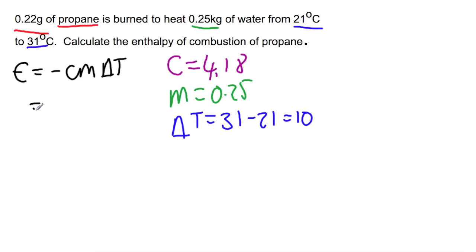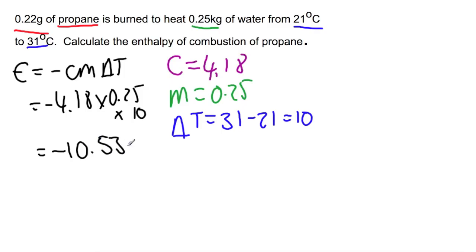I'm going to put those numbers into the equation. So we get 4.18 times 0.25 times 10, which gives you an energy of minus 10.53 kilojoules. Then looking at how many moles of propane that we burned, so propane's formula is C3H8.